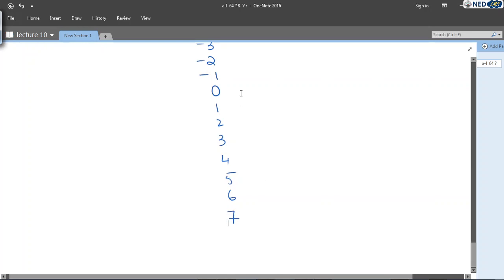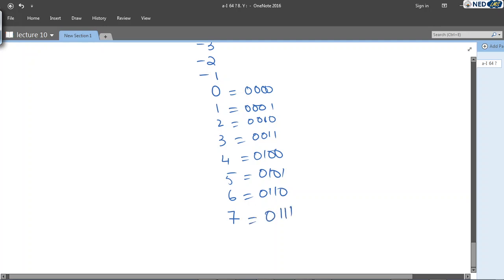So let's write the codes. Let's say I have just 4 bits, so 0 would be 0, 0, 0, 0. Then 0, 0, 0, 1, and I'm talking about positive numbers over here, so this sign bit is actually 0. Then 0, 0, 1, 0, then 0, 0, 1, 1, then 0, 1, 0, 0, then 0, 1, 0, 1, then 0, 1, 1, 0, and then 0, 1, 1, 1. Adding 1, 2, and 4, you get 7 over here.